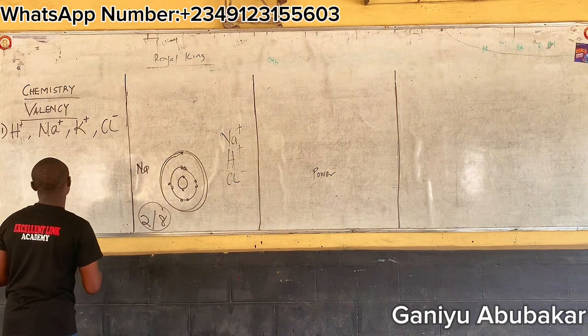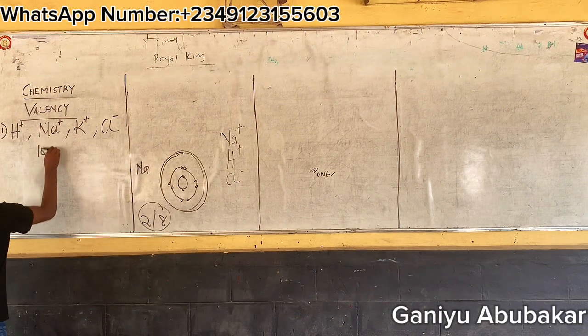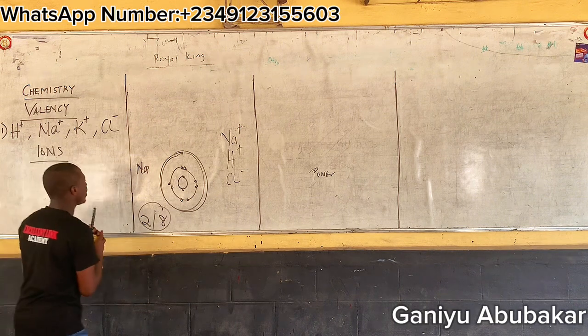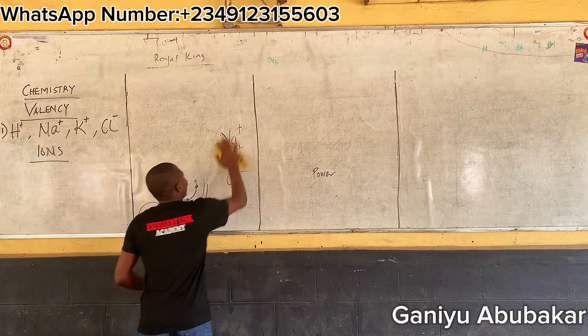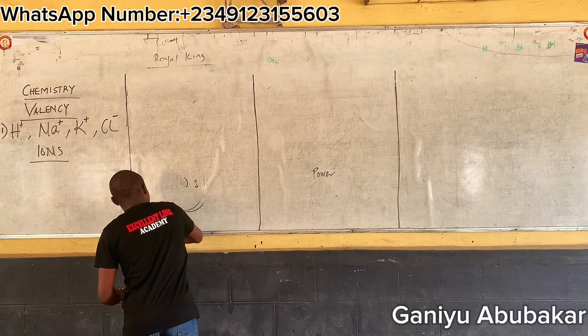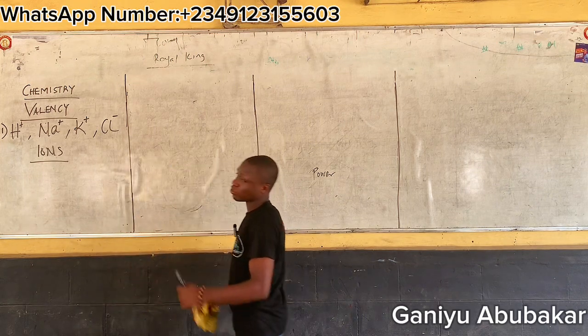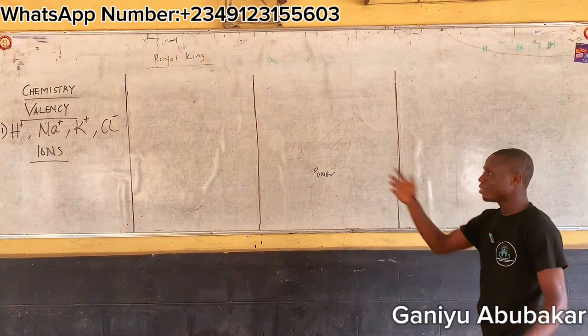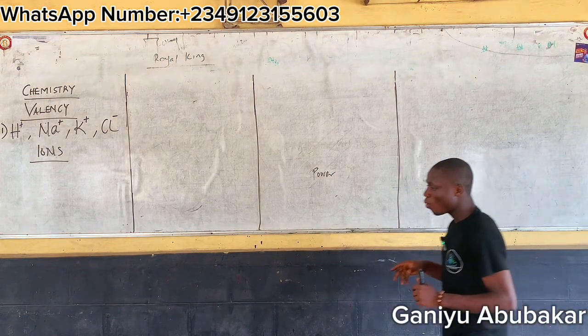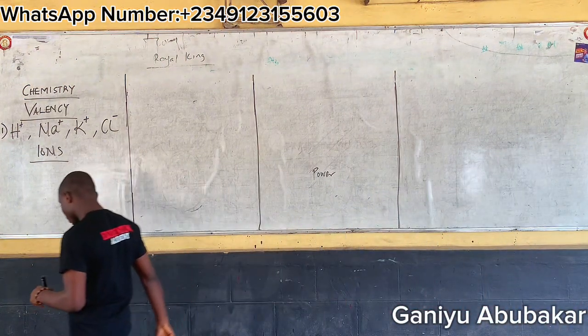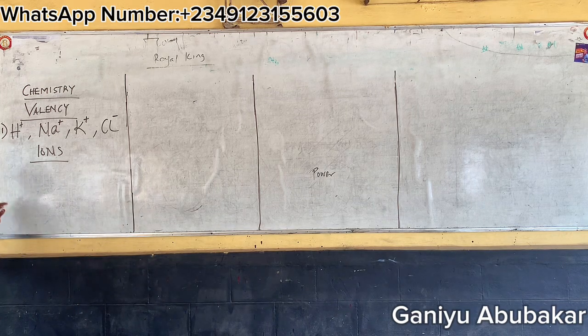Let's define ion. What are ions? You can't just be saying the word ion at this level. What are ions? Put down: ions are atoms or group of atoms or radicals that contain a charge, either positive or negative.